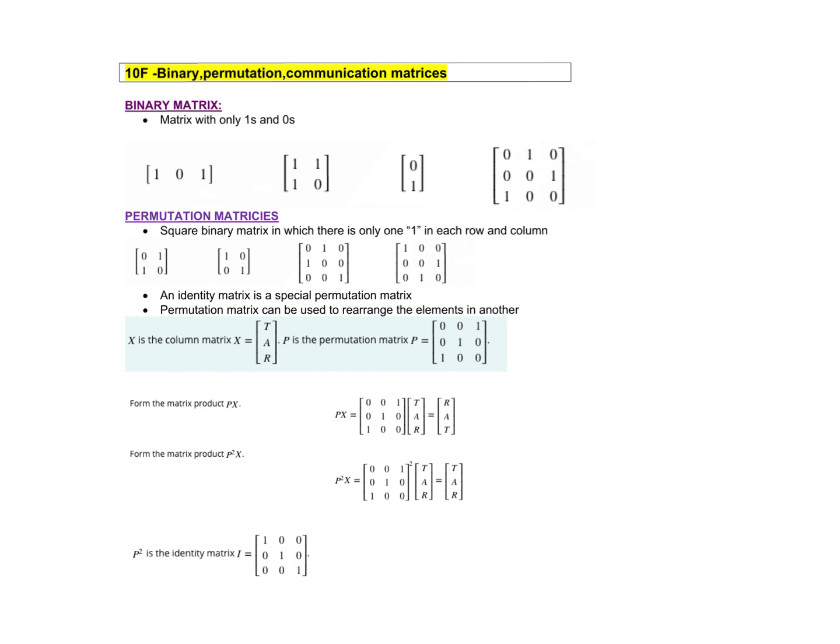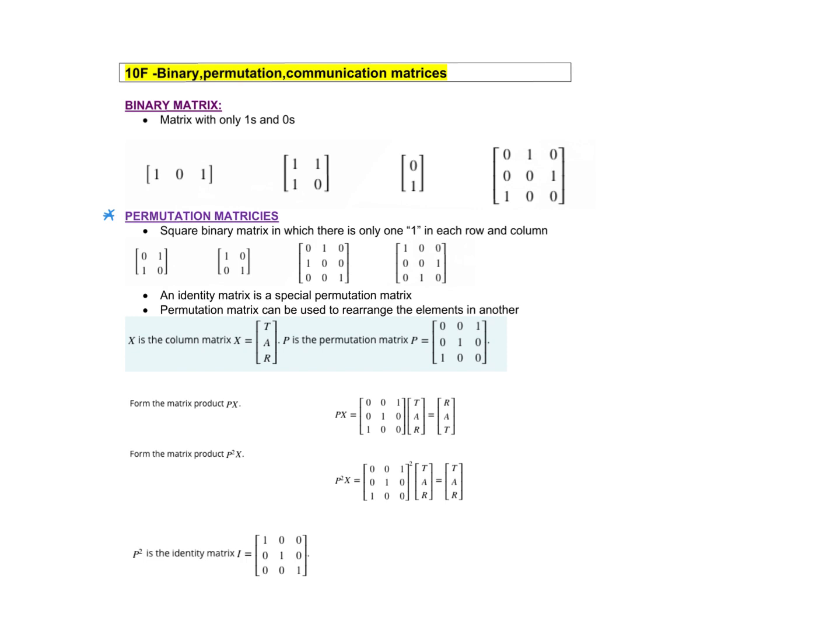A permutation matrix is a type of binary matrix, so that means it only will have ones and zeros. But a permutation only has a 1 in each row and each column, and it's always going to be square as well. What a permutation matrix does is it's used to rearrange another matrix.